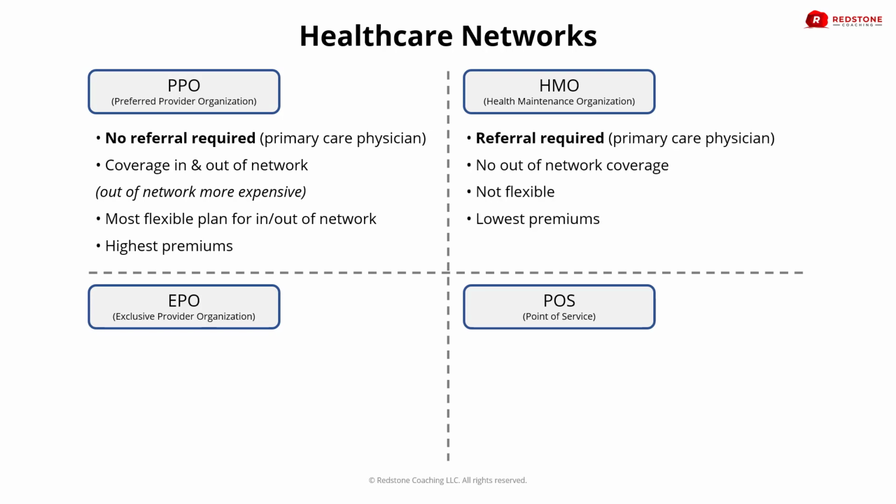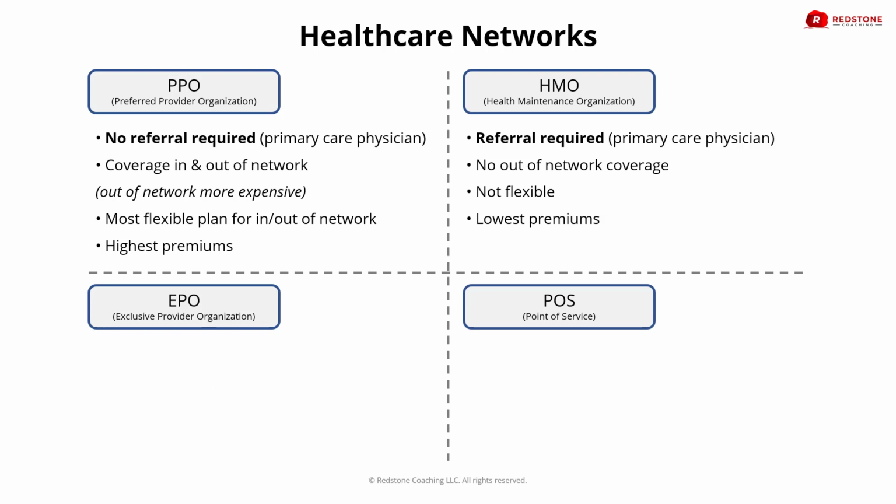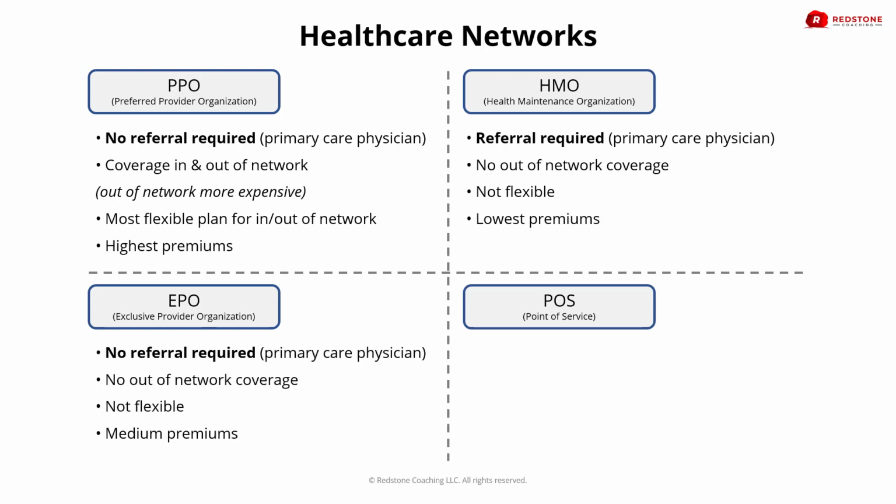Now, for an HMO, you do require a referral. There's no out-of-network coverage, and it's not very flexible. Because of that, you're going to be paying lower premiums, but it's a lot less flexible. Now, these bottom two are more of blends, the EPO and the POS. EPO is exclusive provider organization. And going back, I didn't read HMO. HMO is the Health Maintenance Organization plan or network. And then EPO is the exclusive provider organization.